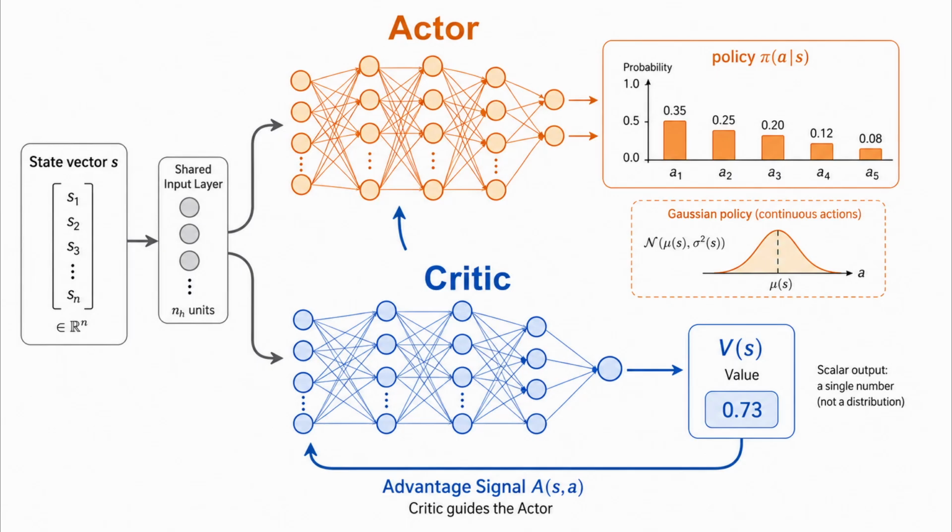We update the actor to increase the probability of actions with positive advantage and decrease the probability of actions with negative advantage. The update becomes ∇θ J(θ) = E[∇θ log πθ(a|s) · A(s, a)]. This is the core actor-critic update. The noise is gone because instead of a raw return, we're using a learned, smoothed estimate.